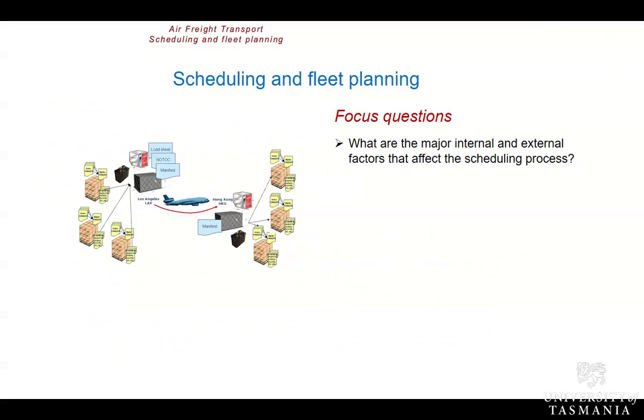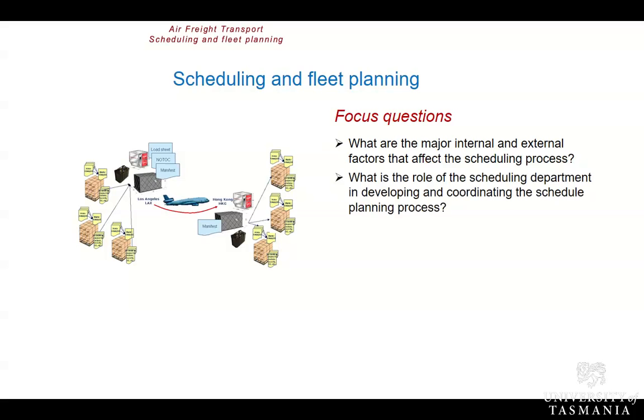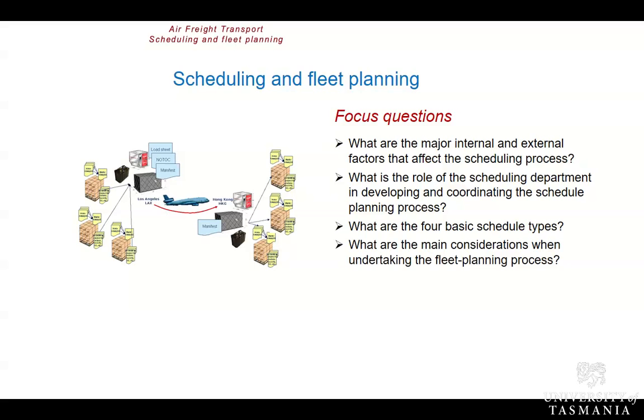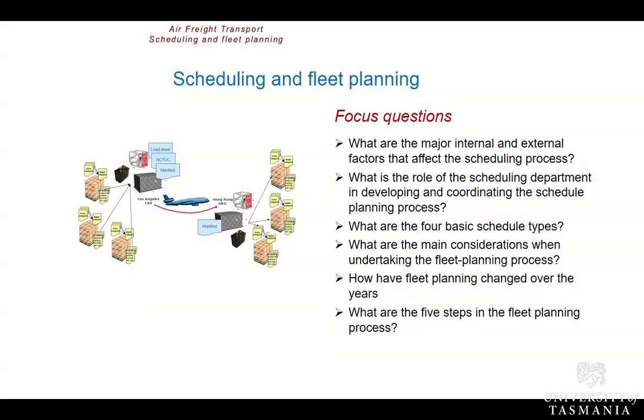So today we looked at the major internal and external factors affecting the scheduling process. We looked at the role of the scheduling department in developing and coordinating the schedule planning. We looked at the 4 basic schedule types, main considerations when undertaking the fleet planning process, how the fleet planning has changed over the years, pre-deregulation and post-deregulation, and what the 5 steps of the fleet planning process are.